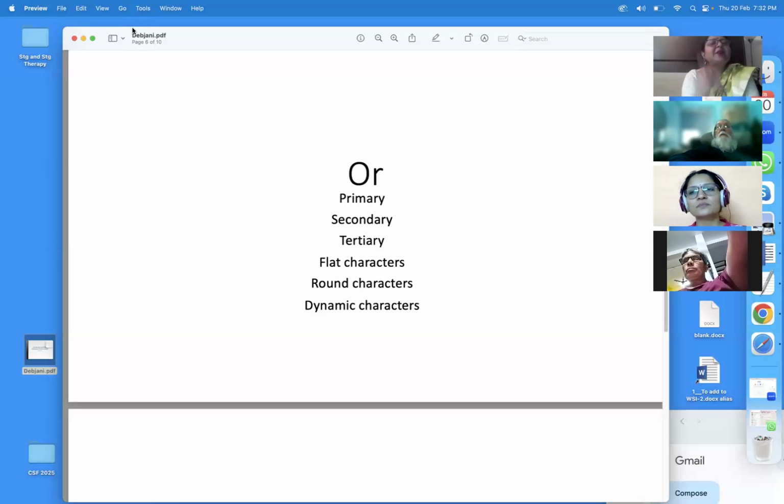But for example, if you take Rama, do you consider him as a dynamic character? No, he is the protagonist, he remains the same all throughout. From the beginning itself, he is the righteous character, and at the end also he remains the same character. So he's a very flat character, just like a pencil. Okay.